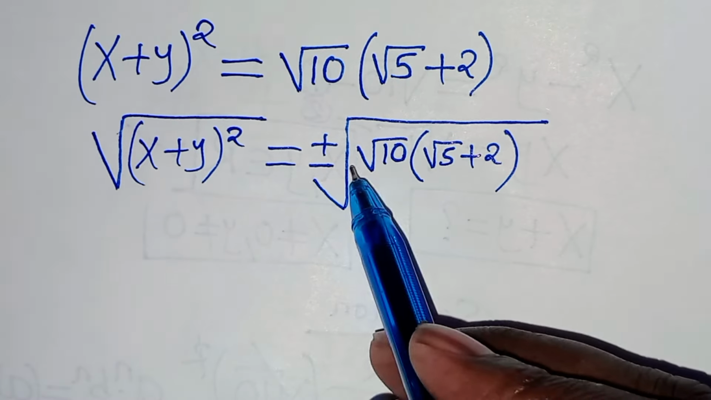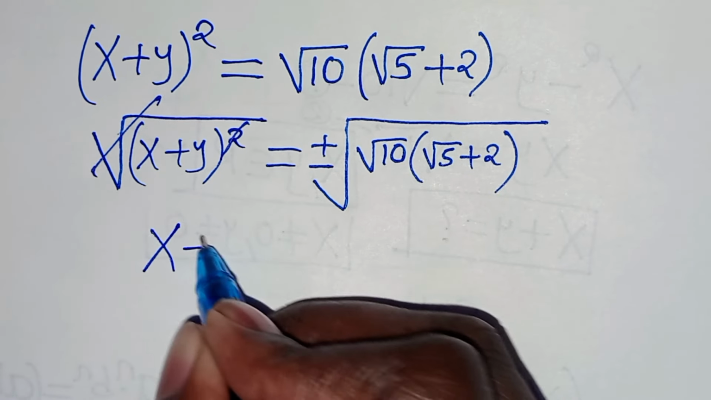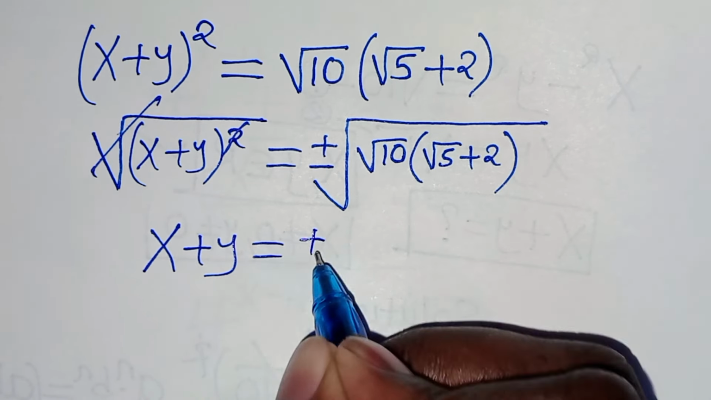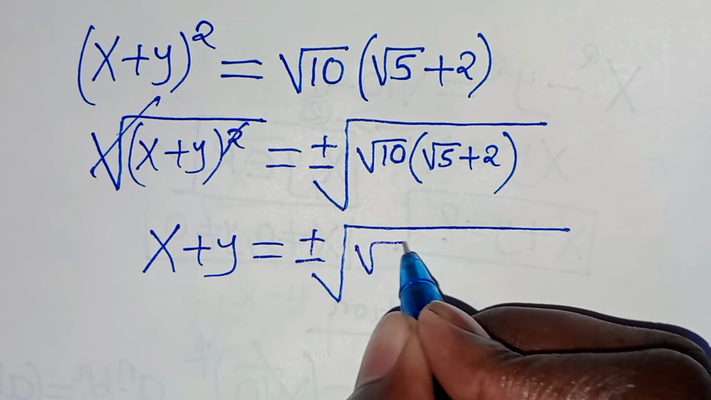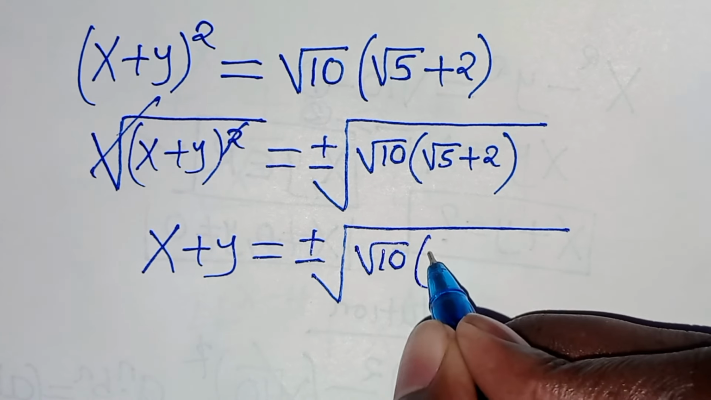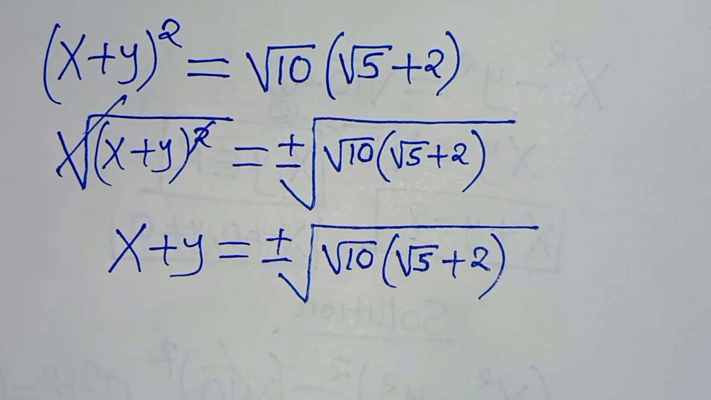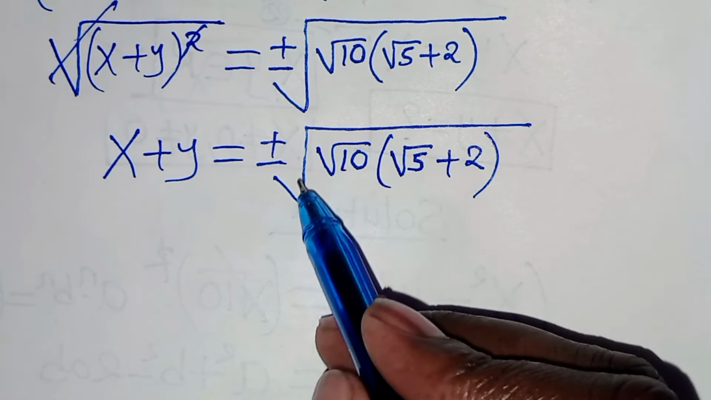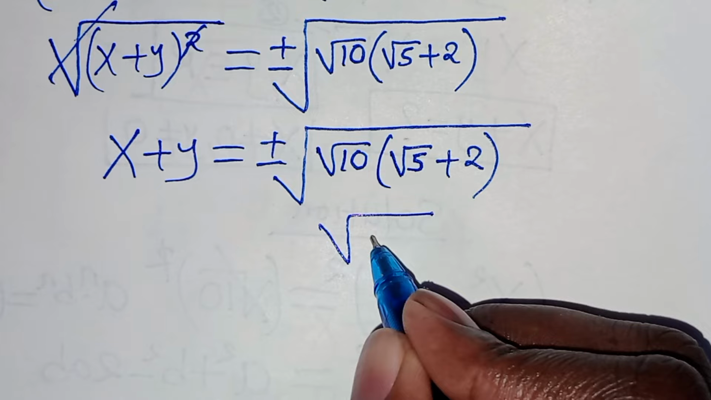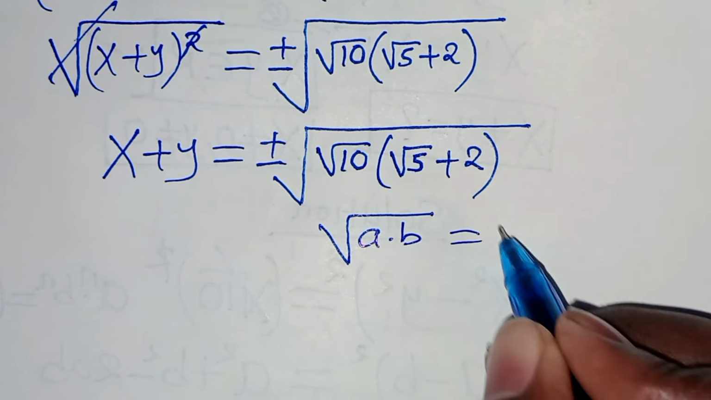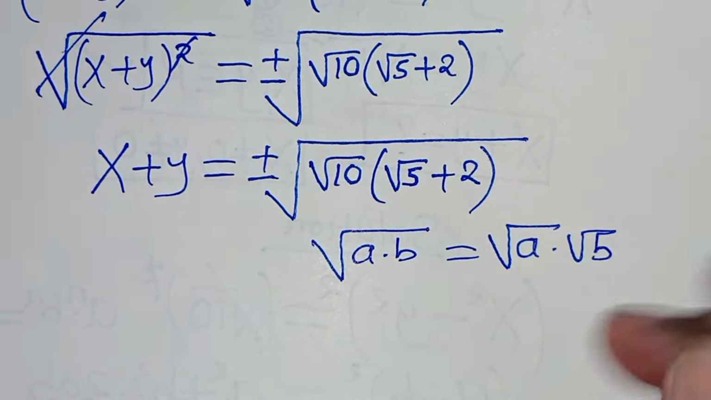So from here, let's eliminate the square root sign on the left hand side, so that x plus y is equal to plus or minus the square root of root 10 into the parentheses, root 5 plus 2 from here. So you find that this is in the form of root a times b, which we can express as square root of a times square root of b.